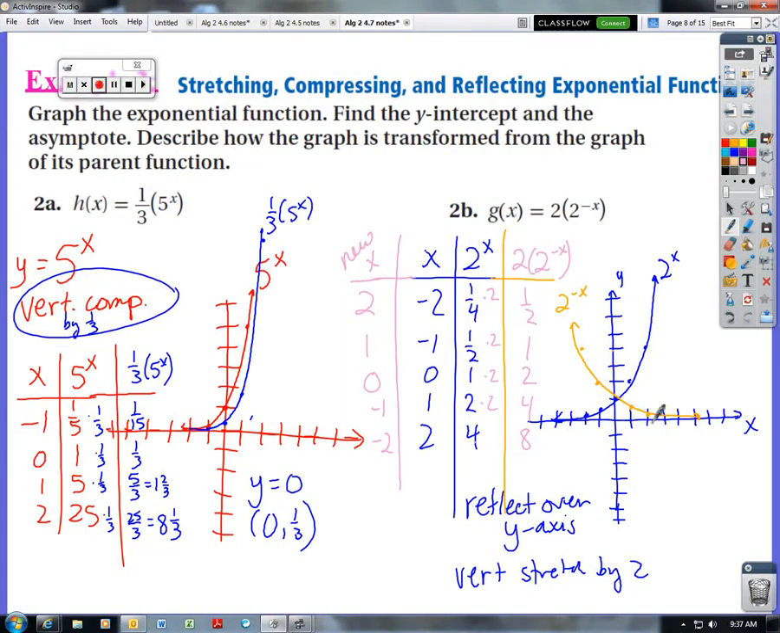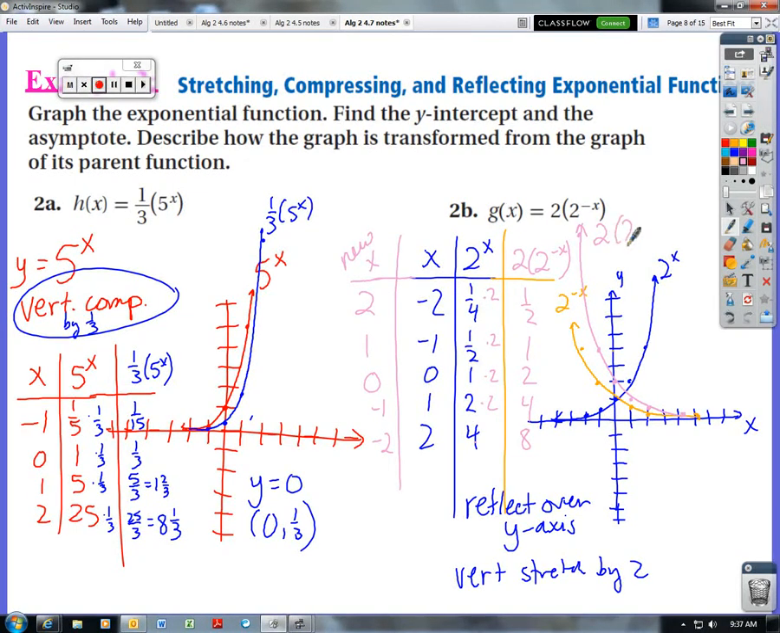So now, if I go over 2, I'm graphing the pink ones. I'm going to be going up 1/2. If I'm going over 1, I'm going to go up 1, 0, I'm using the pink, so 0, 2, -1, 4, and -2, 8 is way up here somewhere. So the pink ones are my final ones.